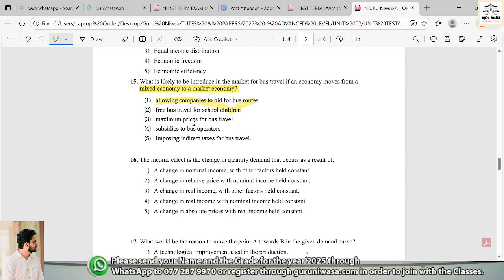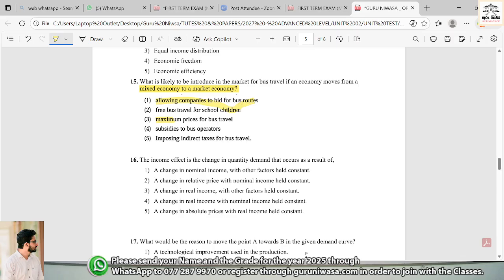Maximum prices for bus travel? Not the maximum price, because there is no government. Free bus travel for school children? No, never. A market economy system does not give anything free of charge. Clear, children? The answer is the first one, allowing companies to bid for bus routes.